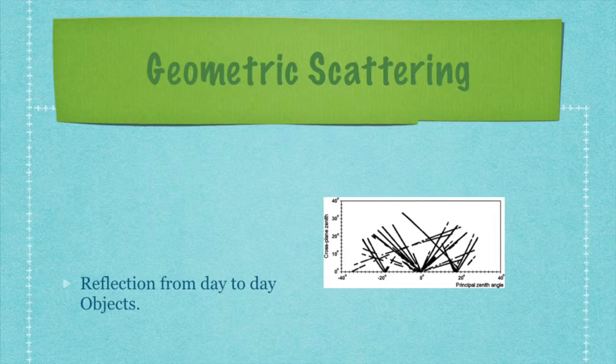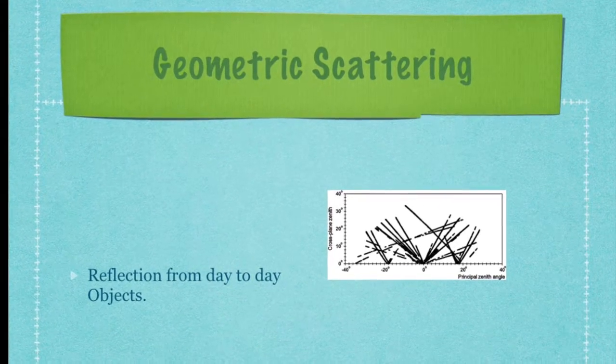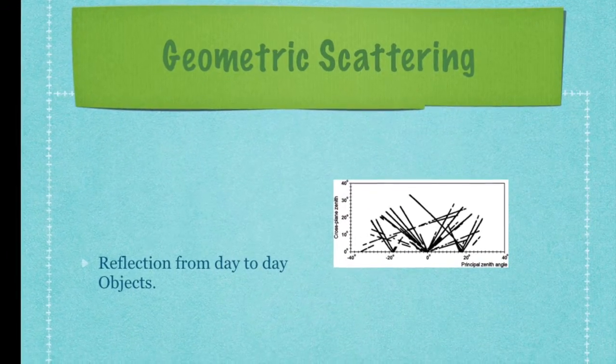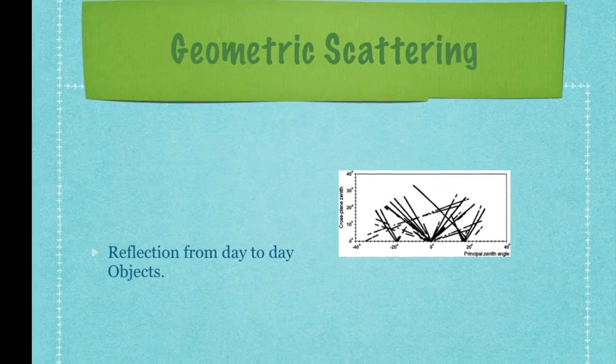Geometric scattering occurs when the obstacle size is far greater than the wavelength of light. Here we can clearly see the geometric scattering phenomena. In day-to-day life, we see geometric scattering in many cases, such as reflections from everyday objects.